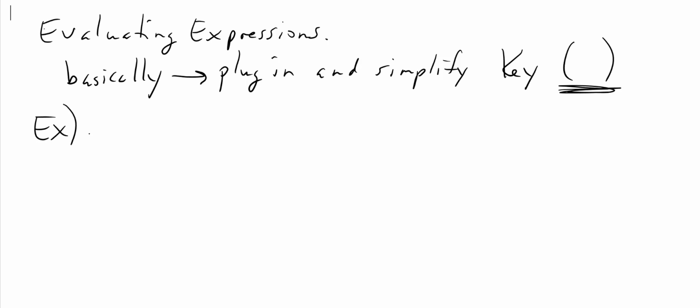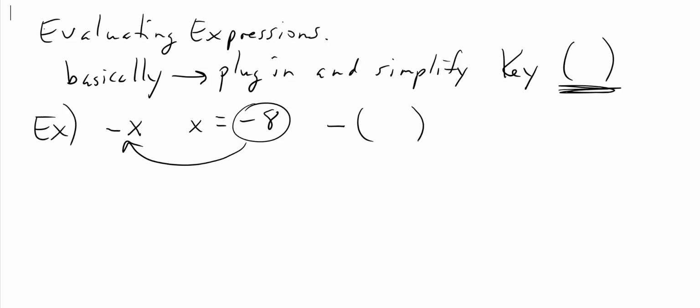I've got a bunch of examples for you guys. If I said evaluate, I'm not going to write the word out because it takes a long time, negative x when x equals negative 8. I'm just taking this value and plugging it into that x. That's why I like to use parentheses: wherever I see an x, I'm going to put a parenthesis, and then put this negative 8 in there. What happens when you have a negative and a negative? You get a positive. So the answer to this problem is just 8.